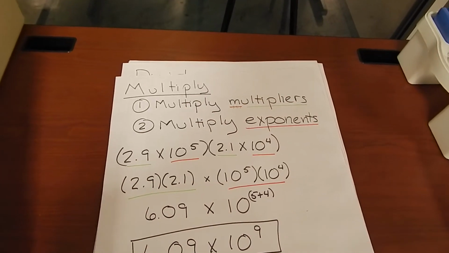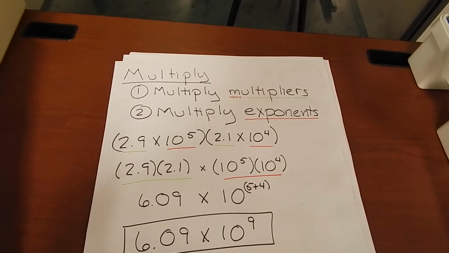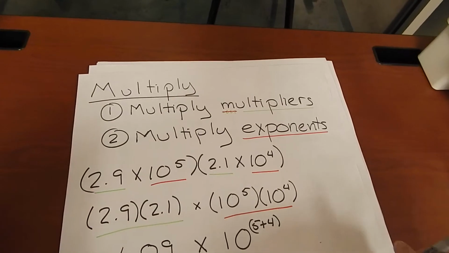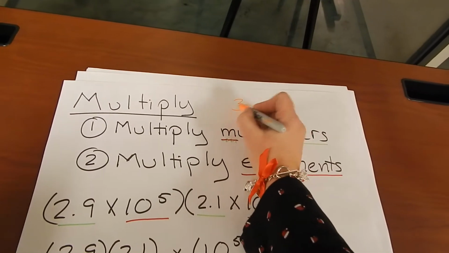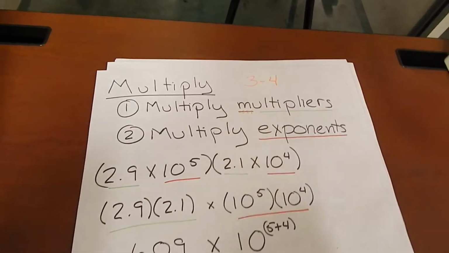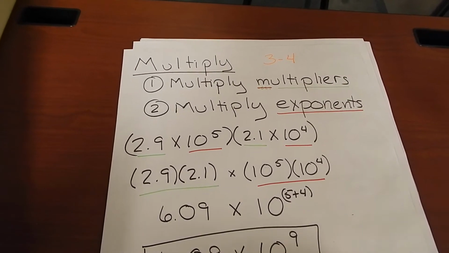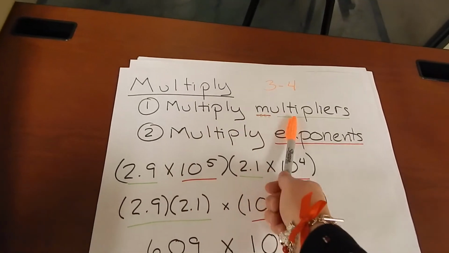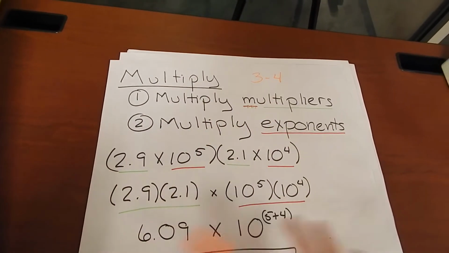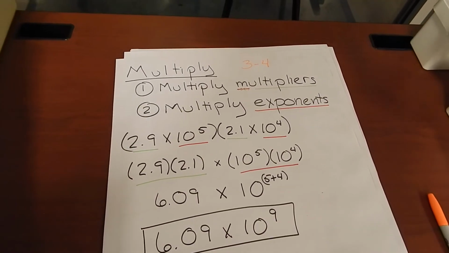Okay, multiplying and dividing. This is still section 3-4. So let me write that, just in case you're looking at this out of order. This is still from section 3-4. All right, multiplying and dividing are a lot easier. You're going to multiply the multipliers, and you multiply the exponents. You don't need to change anything, which is really nice.